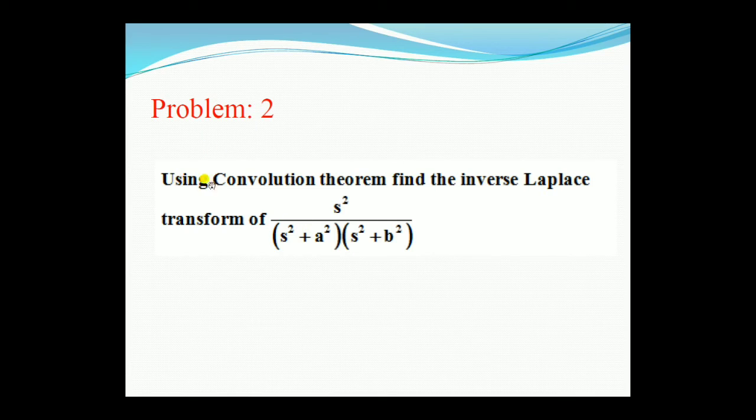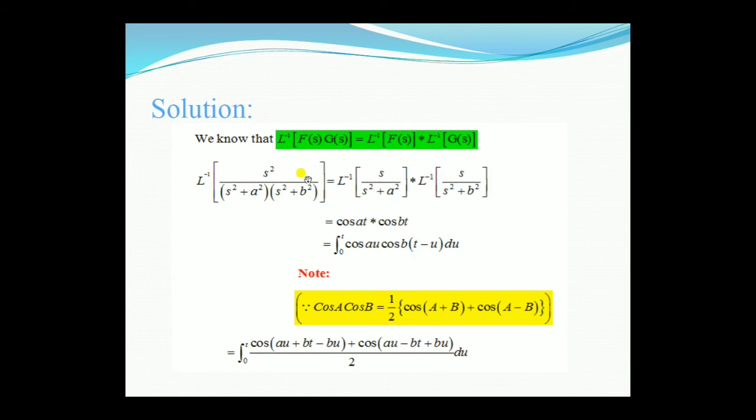Using the convolution theorem, find the inverse Laplace transform of s square divided by s square plus a square into s square plus b square. Here also two functions are given, so follow the same procedure as the previous problem. L inverse of s by s square plus a square star L inverse of s divided by s square plus b square. So using the formula cos at star cos bt, you apply integral 0 to t cos au into cos b into t minus u into du.